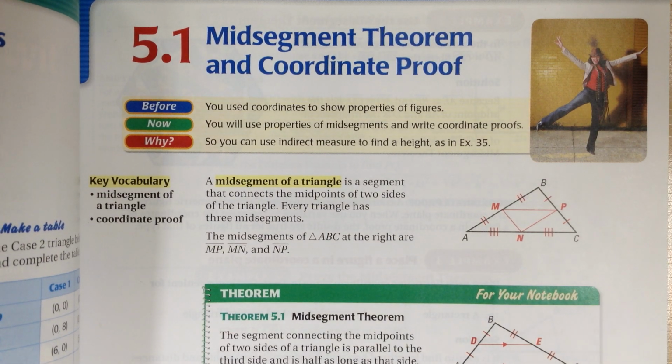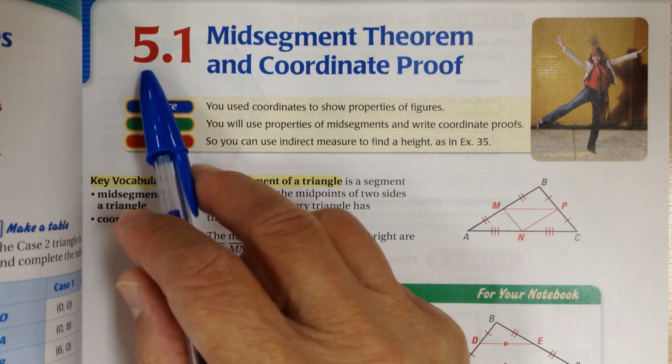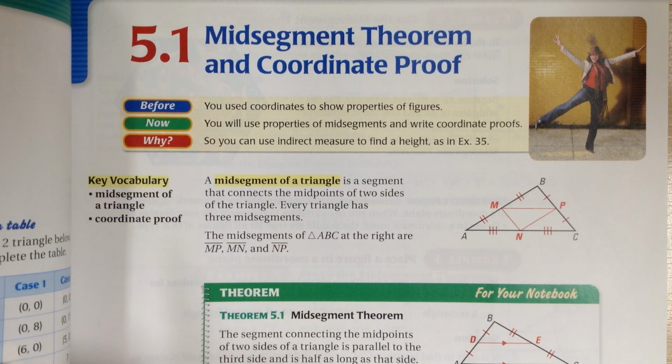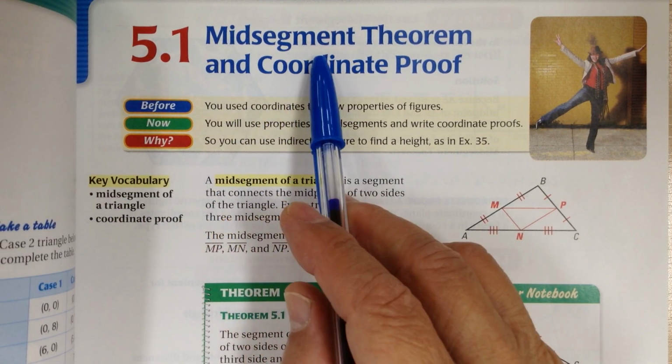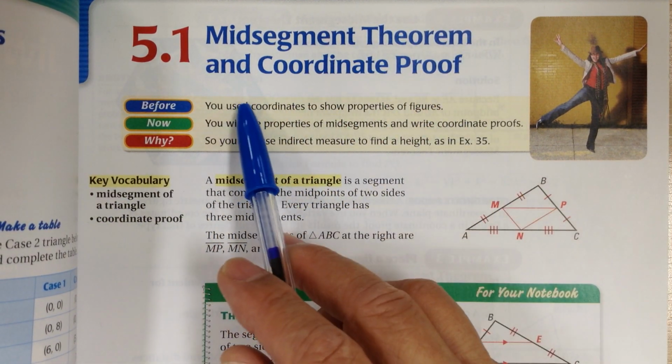Let's go to page 295. This is lesson 5.1, and this lesson is to use the midsegment theorem and coordinate proof.